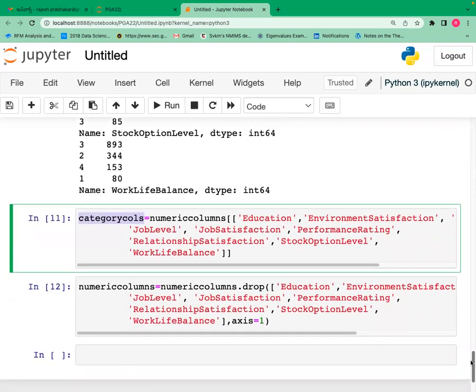That's why I separated them as categorical columns, created a new data frame called categorical columns. Then I dropped them from numeric columns. Otherwise, it will be duplicate columns, right? To avoid it, we are dropping them.